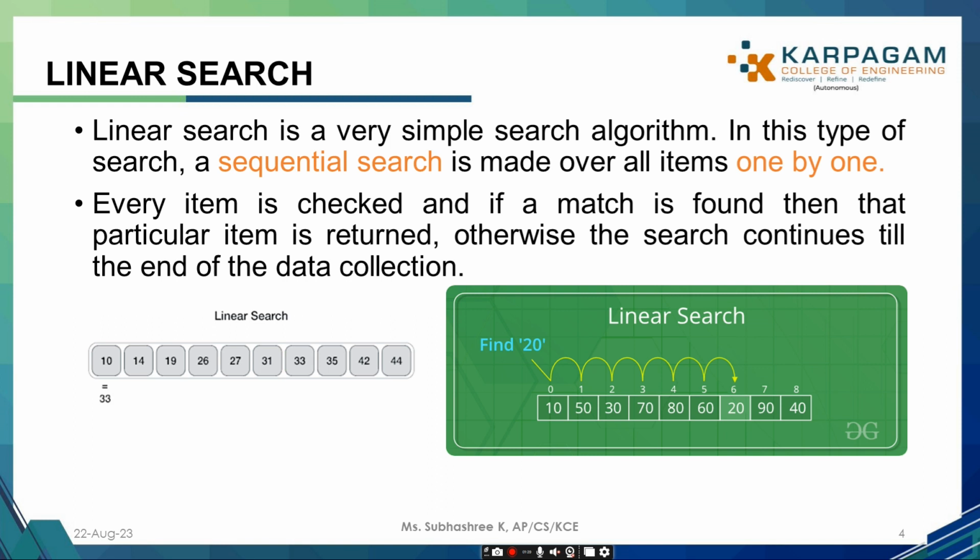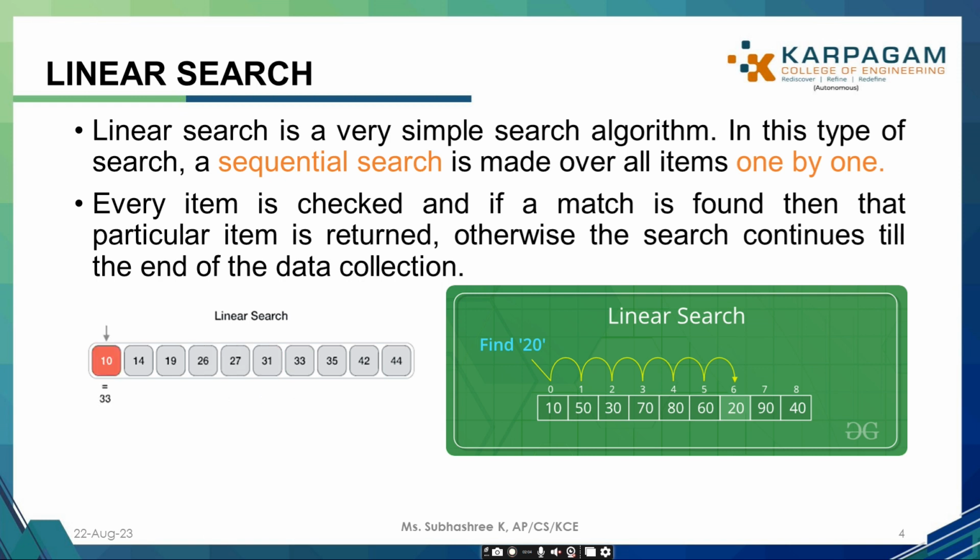In the given slide, there are two different examples, one with animation and another with a normal image. The first animated image explains with n equal to 10 elements. The values start with 10 and end with 44. The given target value to be searched is 33. It starts with index 0 and concludes with n minus 1 if the data is not found. If the data is found, it terminates at the index where 33 is located.